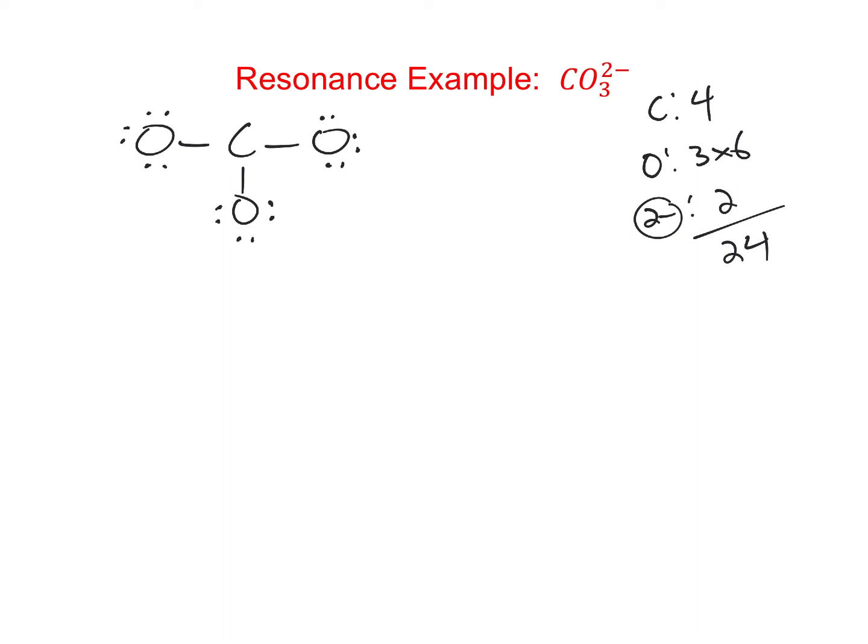Carbon doesn't have a complete octet, so I'll need to take one of the lone pairs on one of the oxygens and convert it into a double bond. So I'll take those, make it a double bond. So that's one possible resonance structure. But then I just as easily could have taken the lone pair from that oxygen or the bottom one.